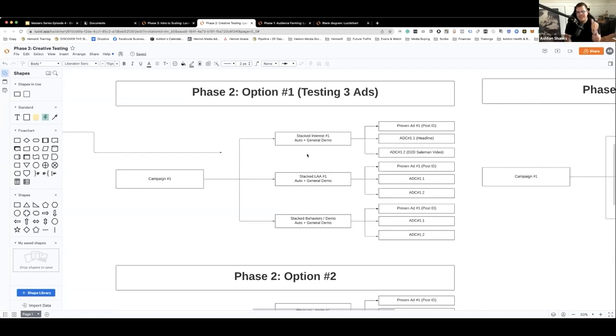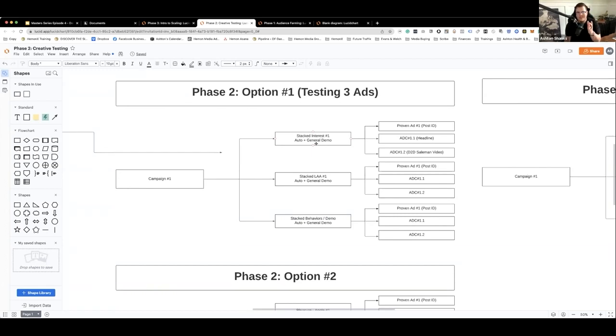First ad set is stacked interests. These are interests that were proven in phase one. And then we typically will do auto, and we won't typically change the demographic unless it's very demographic specific as far as a market. If your audience is clearly 35-plus-year-old women, then go ahead and make it 35-plus-year-old women. But if it is on average gender neutral and age neutral, go ahead and leave it open.